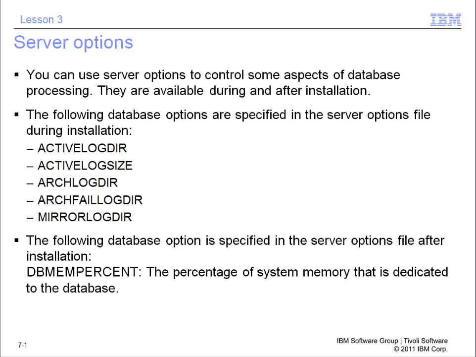There's another database option called dbmem%. This is the percentage of memory dedicated to the database. By default, this is between 70 and 80%. You really won't need to use this unless you have more than one server instance. Then you need to split the available memory for the database between the two instances.